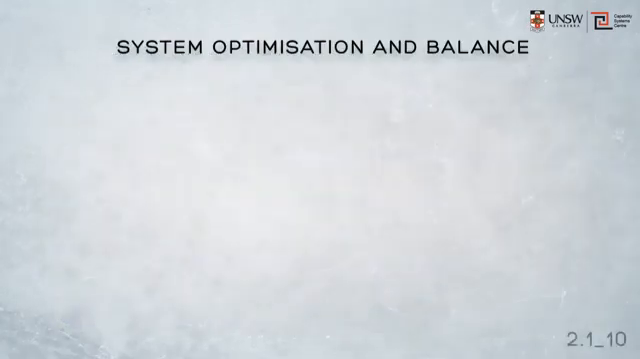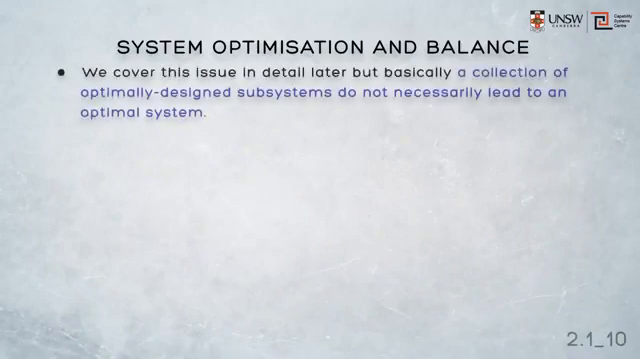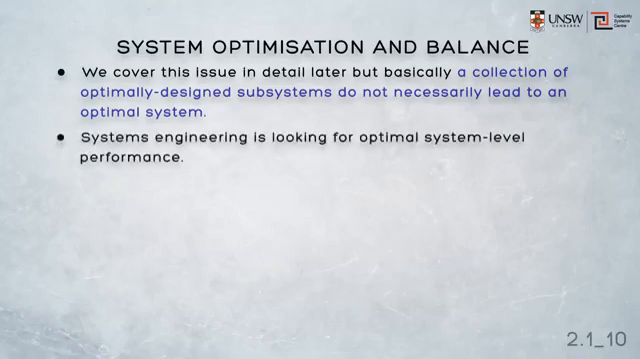We also mentioned that a focus of system engineering is system optimization and balance. As we discussed in a later module, it doesn't necessarily follow that the combination of optimised subsystems leads to an optimised system. It's not normally useful, therefore, to allow the designers of subsystems to optimise their part of the system in isolation of the system-level considerations.